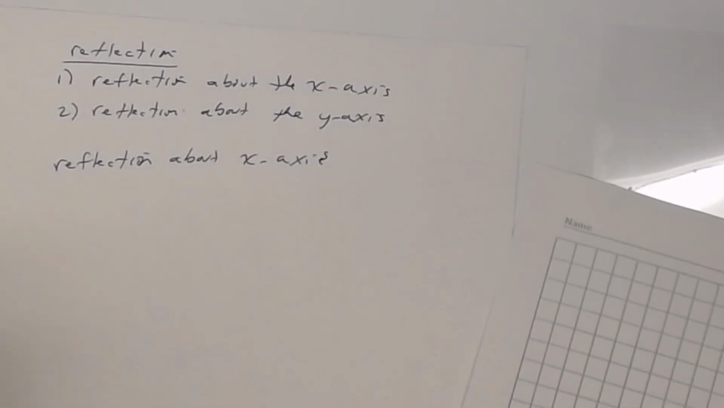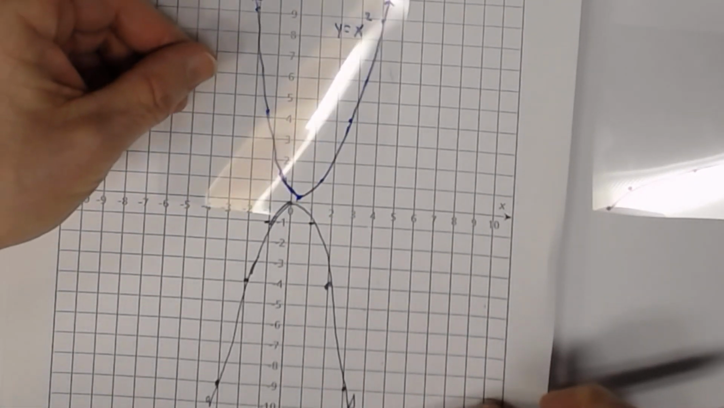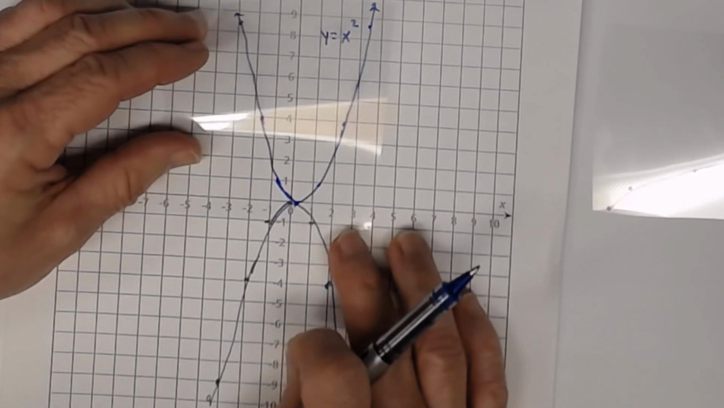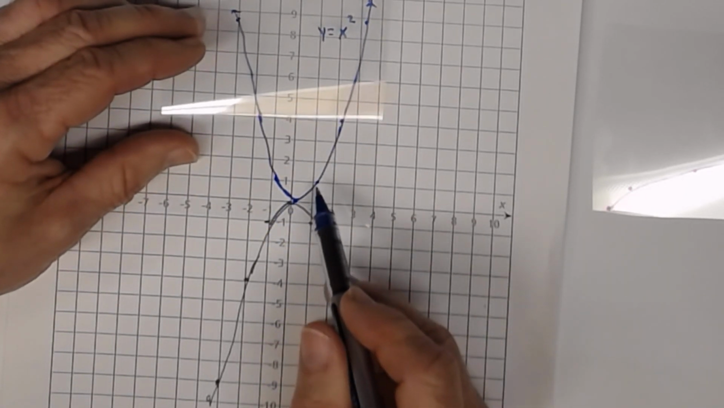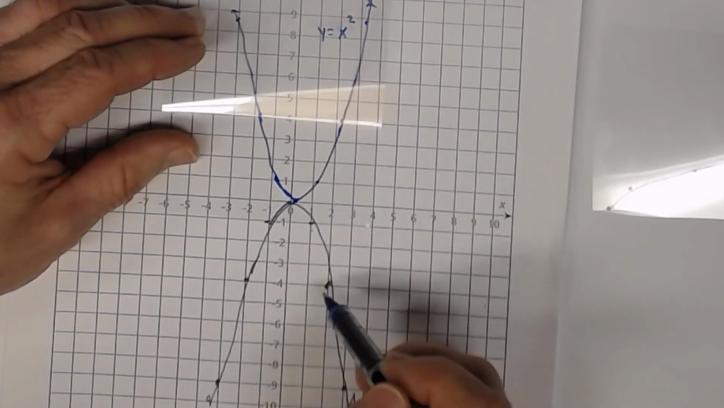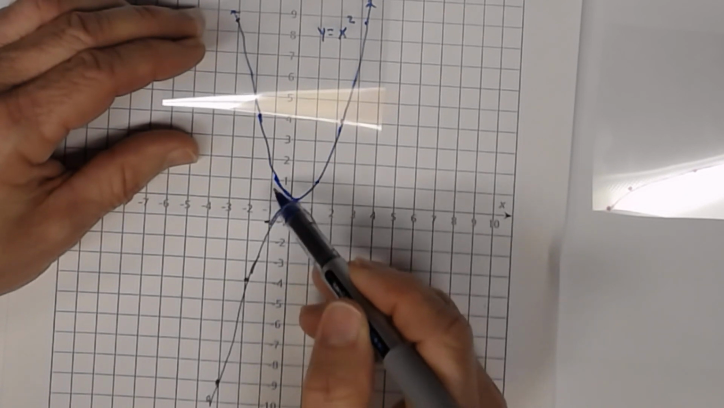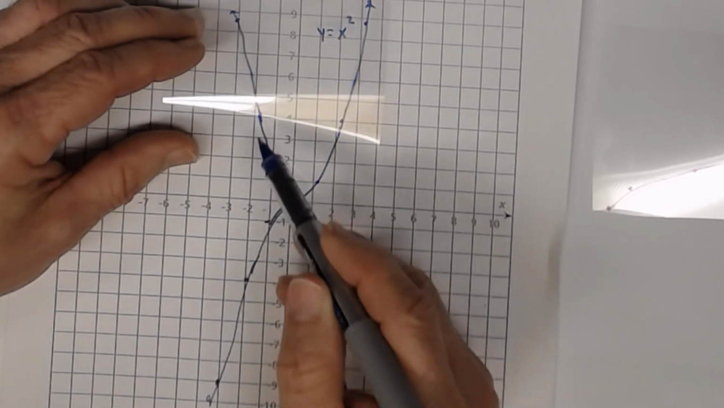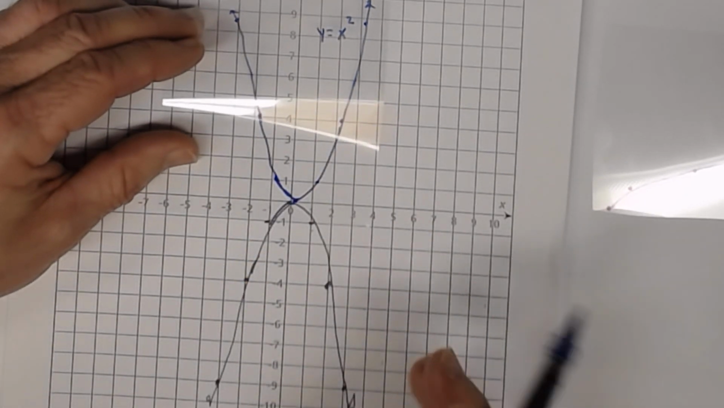So when we talk about reflection about the x-axis, you now know what it looks like. When you reflect something about the x-axis, the x-coordinates stay the same. The y-coordinates are opposites. 1, -1. 4, -4. 9, -9. The x-coordinates stay the same, the y-coordinates are opposite.